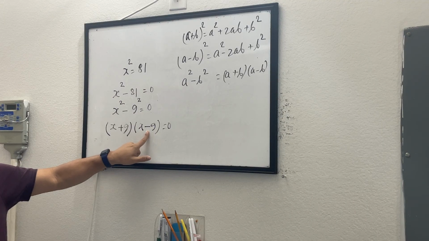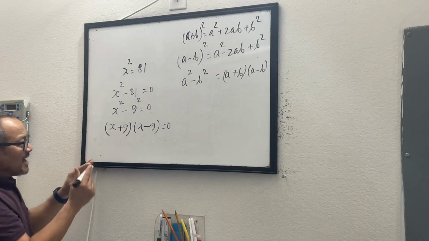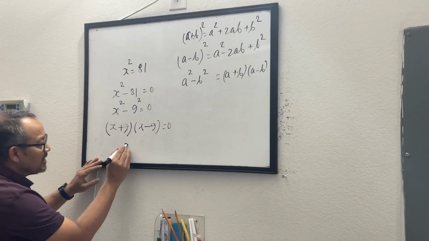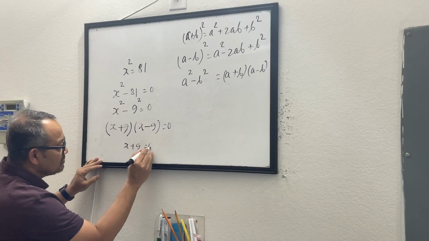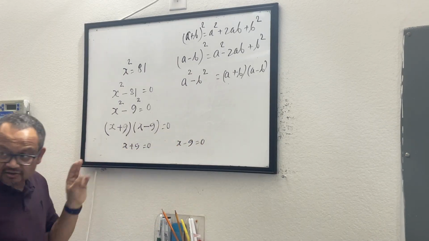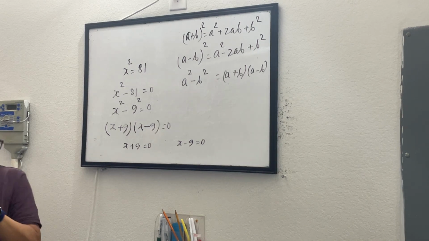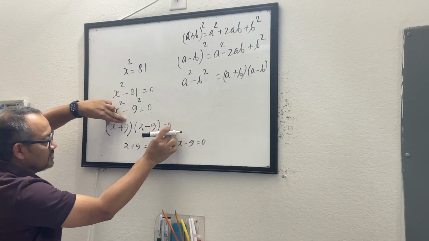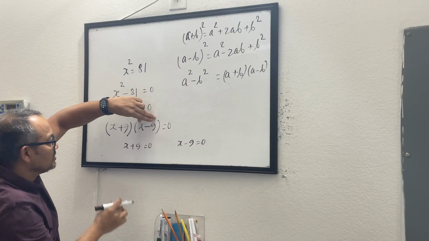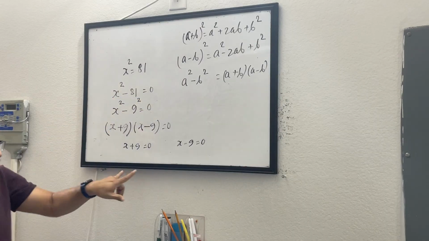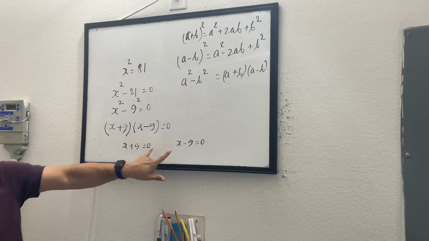Does it sound reasonable? Oh yeah. So that means something into something equal to 0. That means either x plus 9 is equal to 0 or x minus 9 is equal to 0. These are two possibilities. Correct? When this one is 0, you are multiplying this value with 0, you get a 0. When this one is 0, you are multiplying this with a 0, you are getting 0. So these are two possibilities, x plus 9 equal to 0 or x minus 9 equal to 0.